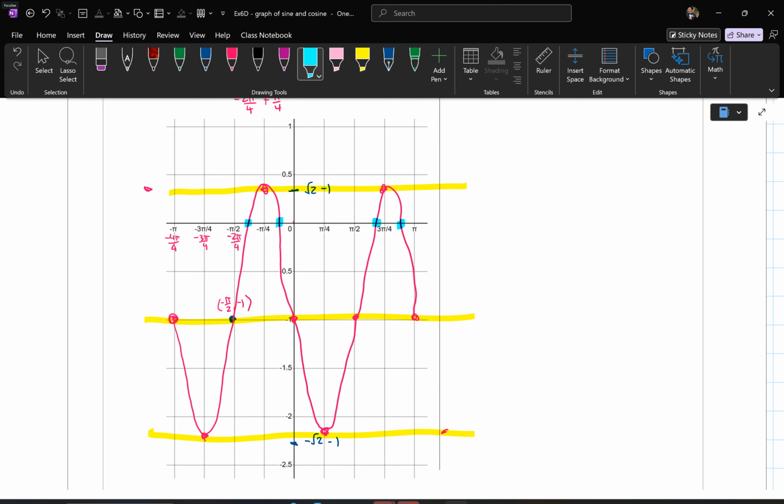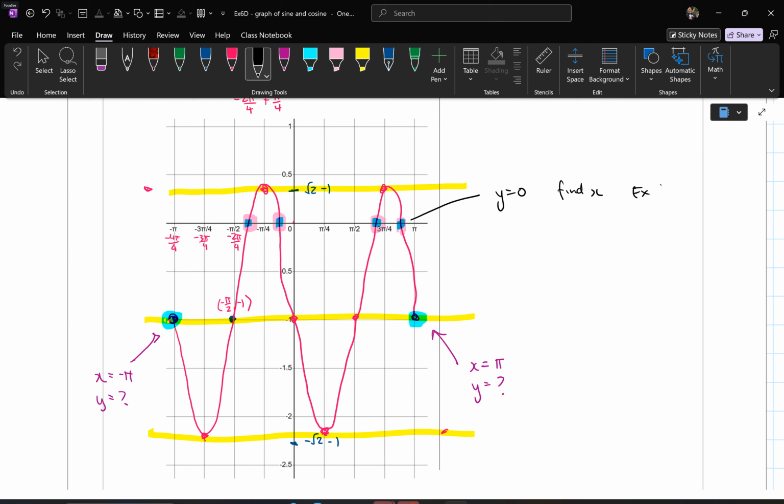Cool, so that's just to help you when you start doing exercise 6G, how to get the shape. What am I missing to get the proper marks? I'm missing the endpoints. So you need to figure out at x equals pi, what does y equal? At x equals negative pi, what does y equal? And then your final one is x-intercepts. You need to solve when y equals 0, find x.